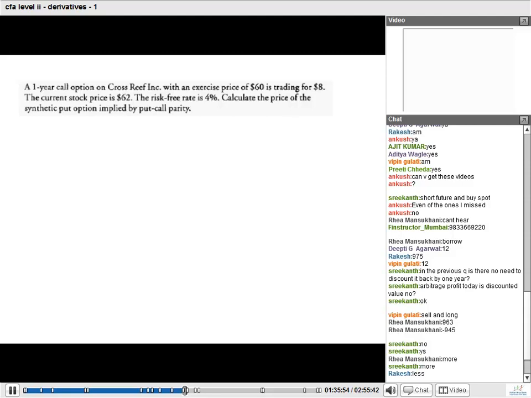Now at level 1 we studied the put call parity, which essentially said that the price of a call option minus the price of a put option is equal to the spot price minus the strike price upon 1 plus r raised to the power t, where t is the time to maturity of the option. We could use this relationship to create synthetic options.